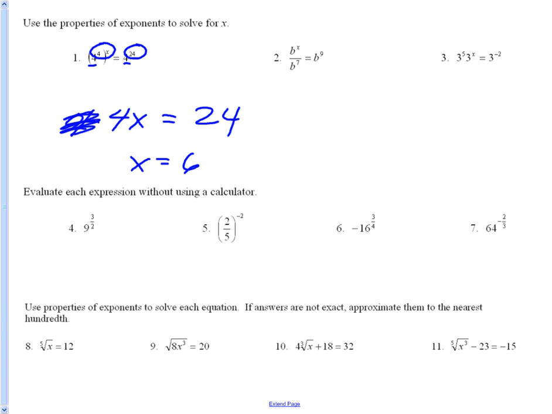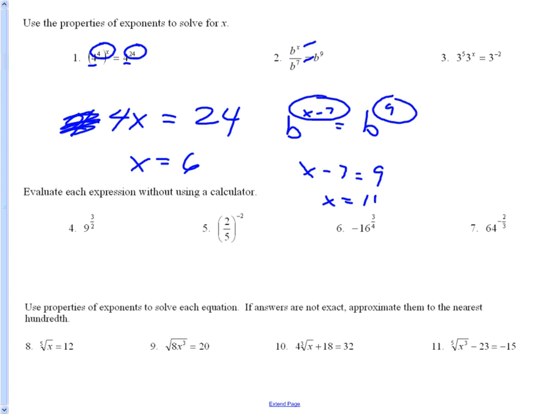This one. This is the same as b to the... I got an x here, I got a 7 here, so it's x minus 7 equals b to the 9th. You see why it's nice to write it that way? Now that equals that. And x minus 7 has to equal 9. Get that? So then you add 7 to both sides. The answer is x equals 16. Good.